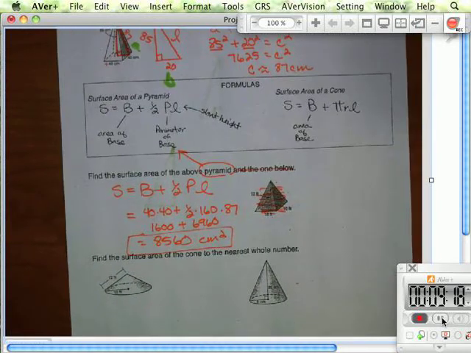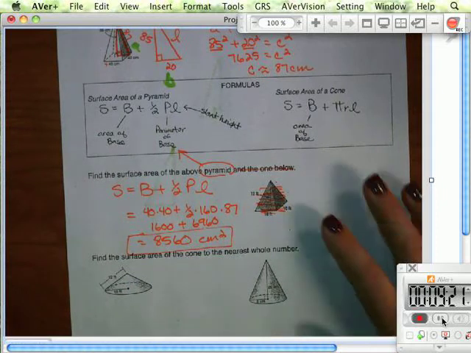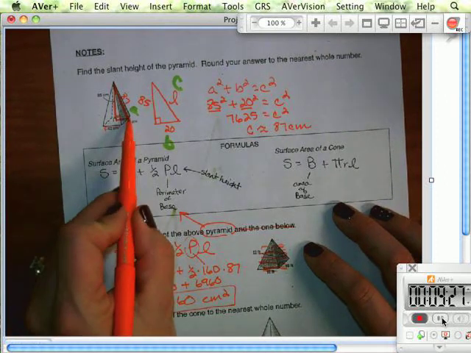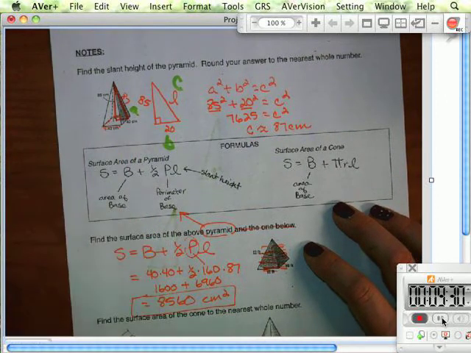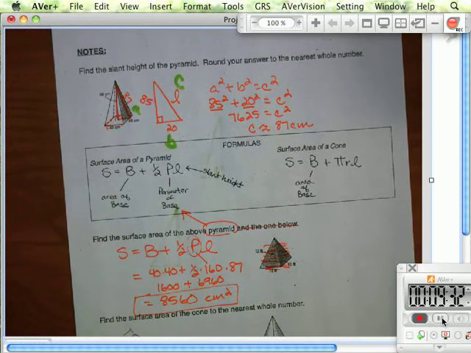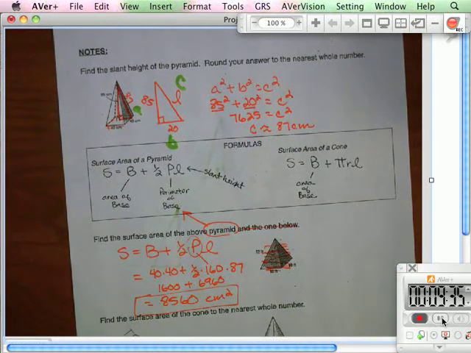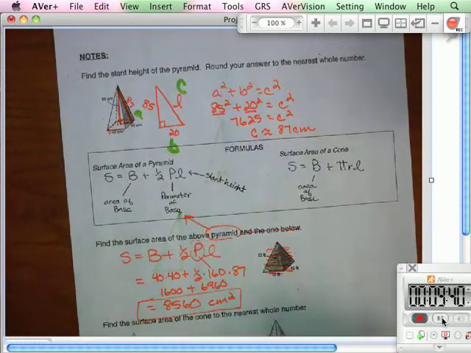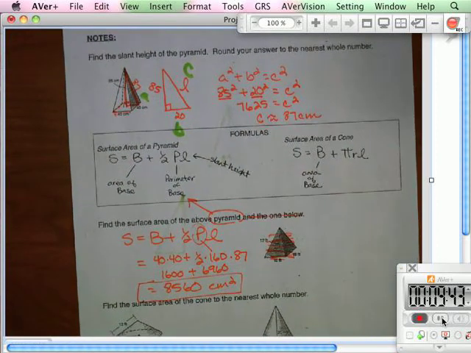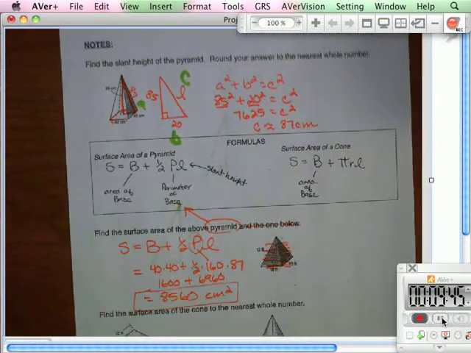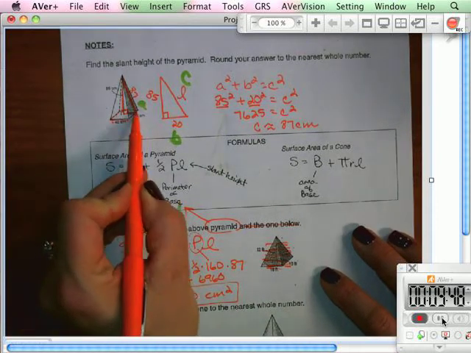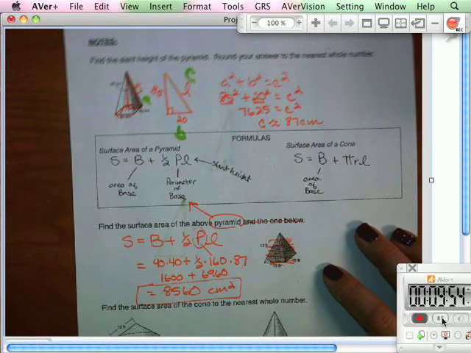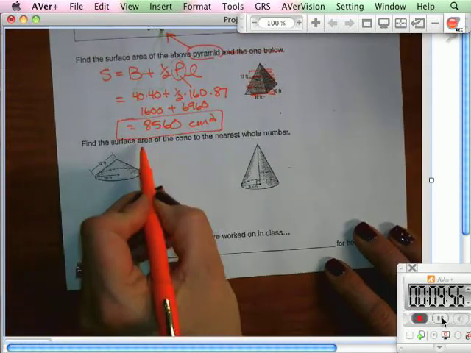Yes, Lois Ann. The 160 is the perimeter. So it's 40 plus 40 plus 40 plus 40. It's the perimeter of the base. Can you see it? 40 plus 40 plus 40 plus 40. The base is a square, so 40 times 40. Okay? All right, find the surface area of a cone.